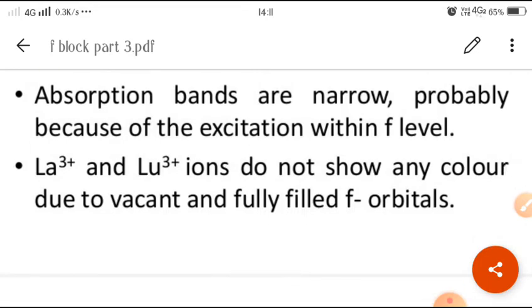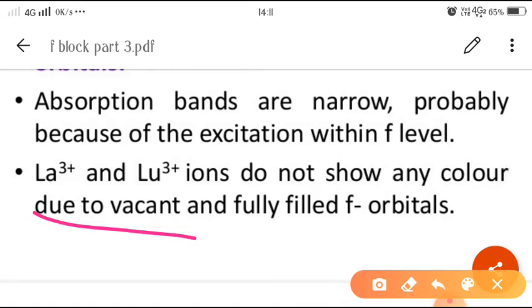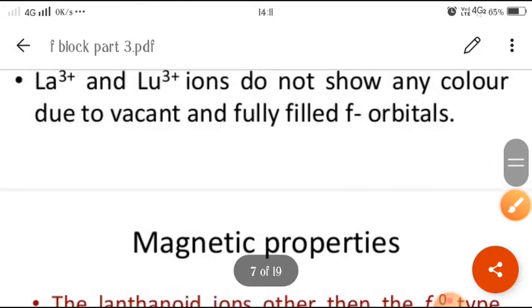Lanthanum and lutetium do not show any color because lanthanum में 4f ऑर्बिटल सारे वेकेंट है और lutetium में सारे फुल्ली फिल्ड है, तो f-f ट्रांजिशन दोनों में पॉसिबल नहीं है, so they don't show any kind of color.